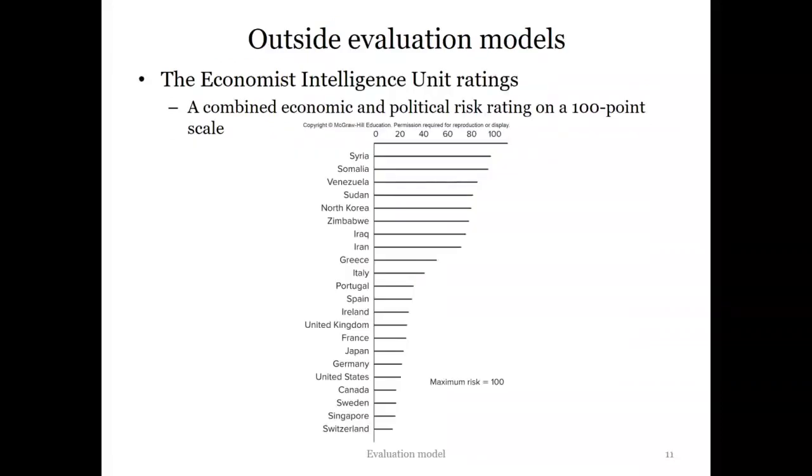The second one is the Economist Intelligence Unit Rating. Basically, they give you a score ranging from 0 to 100. The higher the score, the greater the risk. So as you would expect, Syria, Somalia, Venezuela are the most risky countries. Switzerland, Singapore, Sweden are very safe.